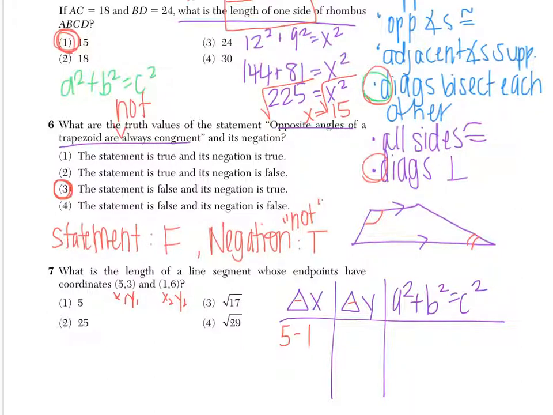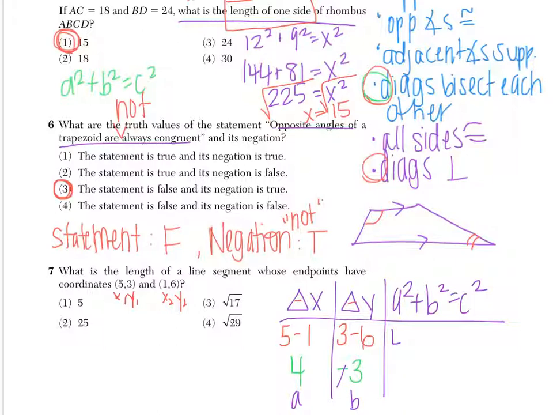And for my y values, I have to be consistent. I'm going to start with y1 since I originally started with x1 for the change in x. So we have 3 minus 6 here. 5 minus 1 is 4. 3 minus 6 is negative 3. When we plug into the Pythagorean theorem, ignore the negative. We don't need negatives because if you square a negative number, it turns positive anyway. So now I'm going to plug in 4 for A, positive 3 for B, again ignoring the negatives, and my goal is to solve for C.